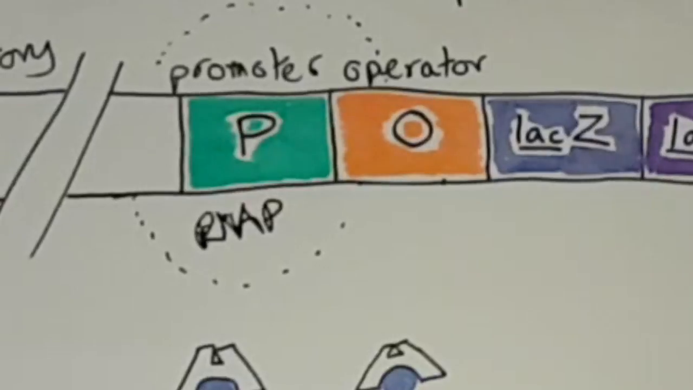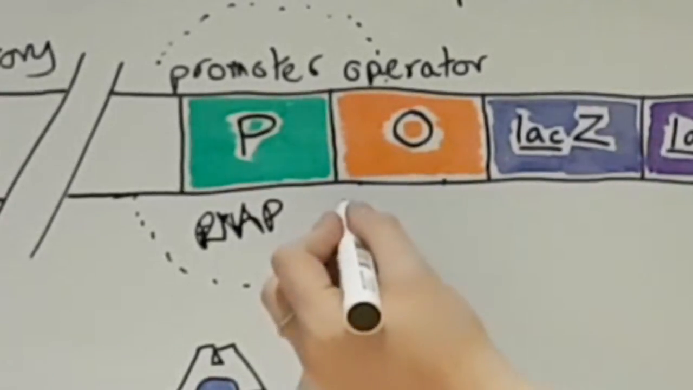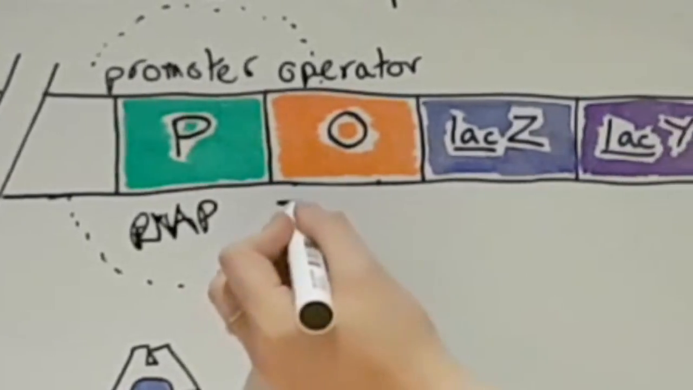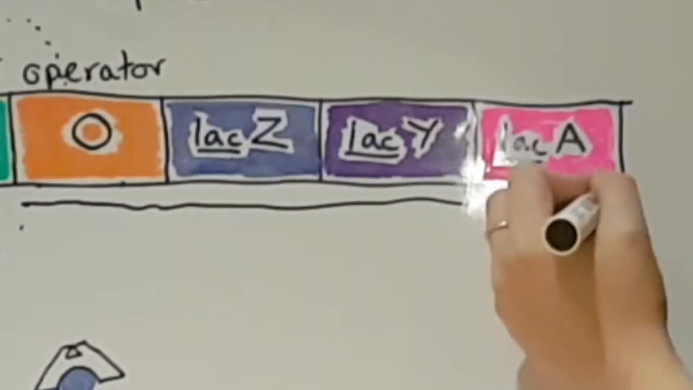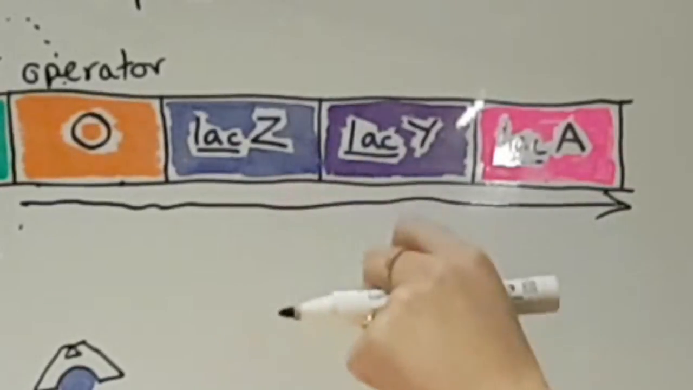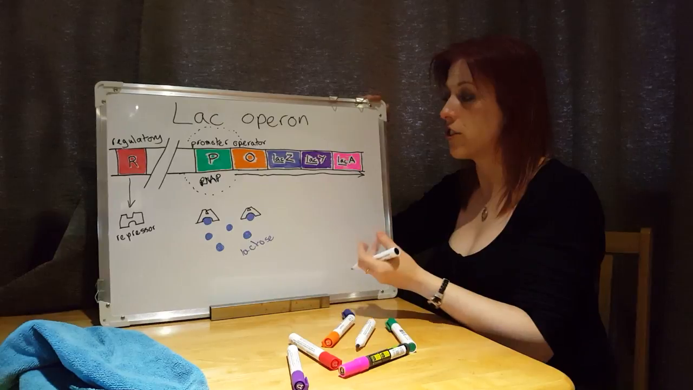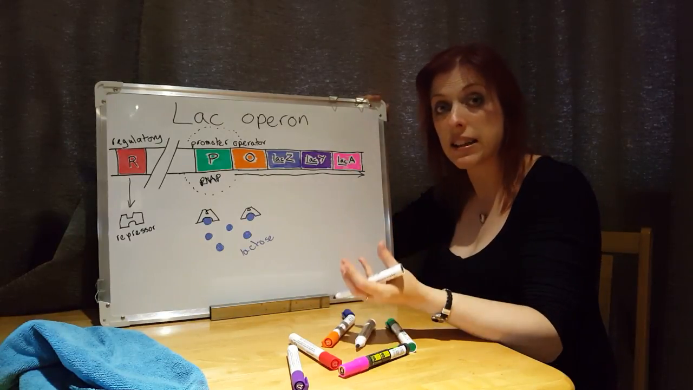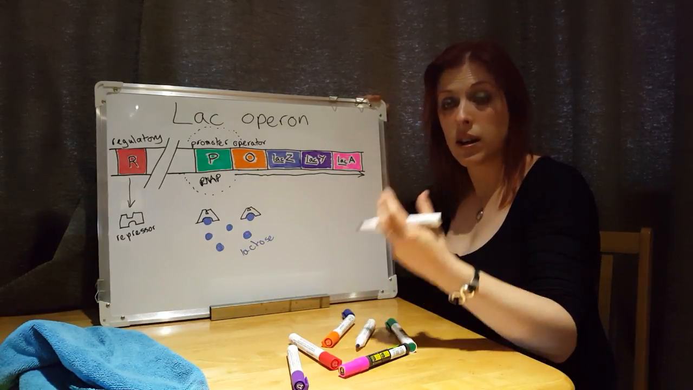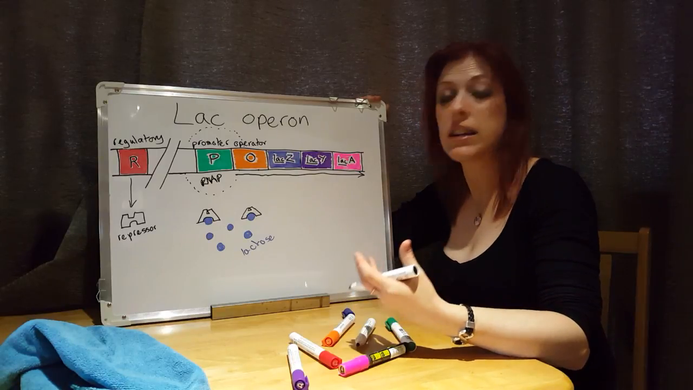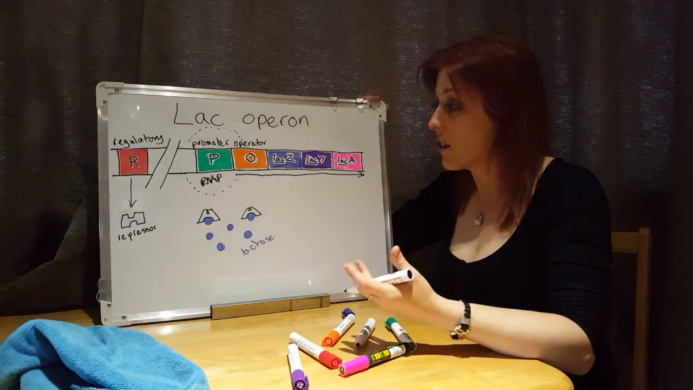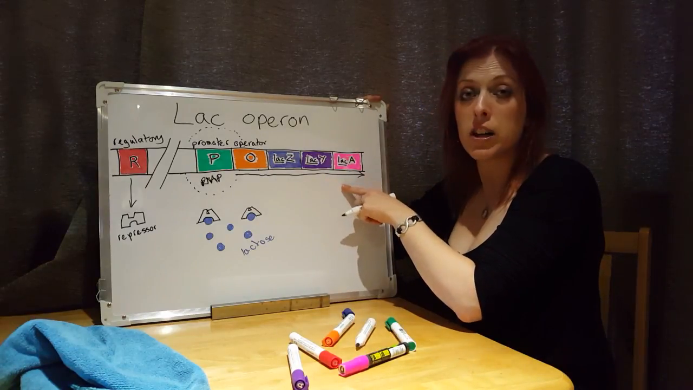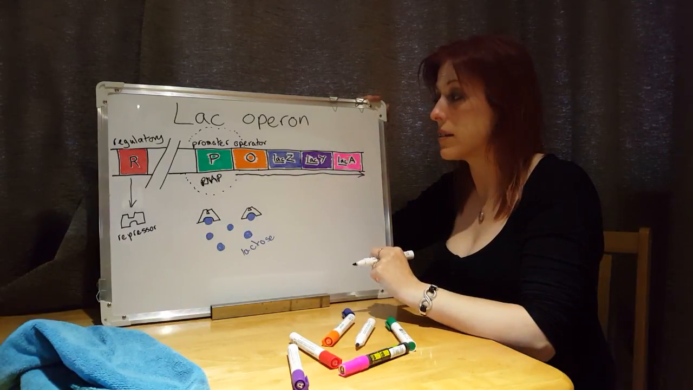What this means now is that RNA polymerase has no impedance towards crossing through this operator region and then transcribing and translating LAC-Z, LAC-Y, LAC-A. These are the three structural genes that give rise to proteins that help to break down lactose, that help to increase the rate of lactose transport into the cell. And so when these genes are transcribed, lactose can be metabolized.